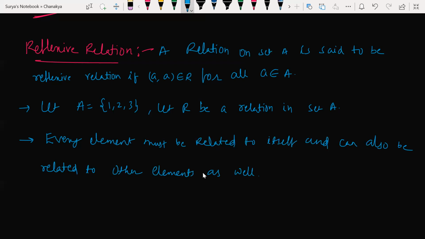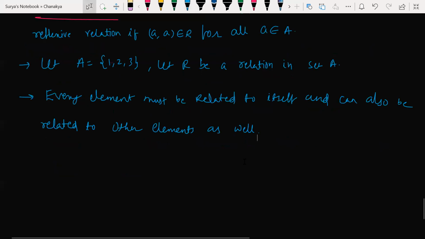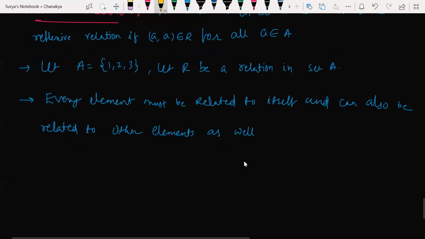Okay, it can be related to other elements as well. So what is the meaning of this? Every element must be related to itself. First of all, for identifying a reflexive relation, you have to check whether it is an identity relation or not. If it is not an identity relation, that is not going to be a reflexive relation. So for saying a relation is reflexive, that must be an identity relation.